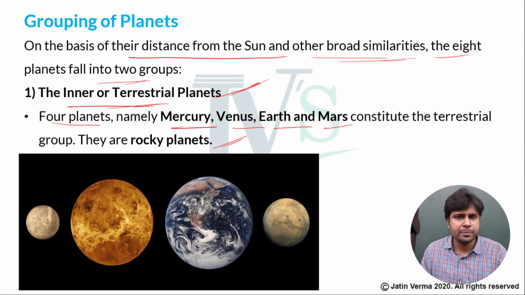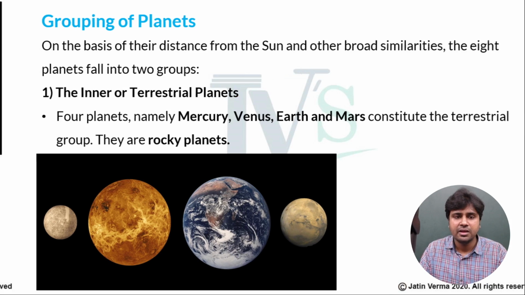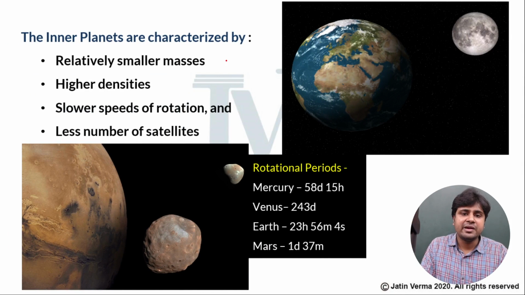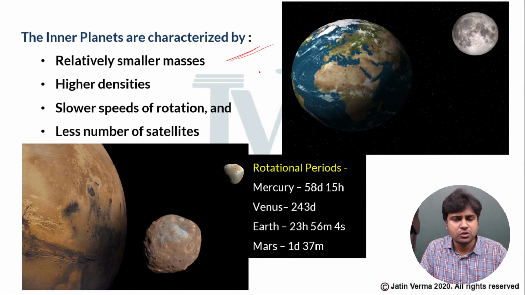What do you mean by rocky planets? They have a rocky surface. So these planets are solid, okay, and they have a rocky surface. So we call them as rocky planets. Clear? Now, what are the characteristics of the inner planets or the rocky planets? First, they have smaller masses.